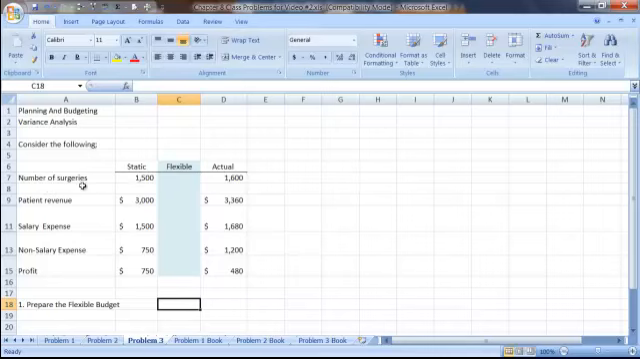So number of surgeries, 1,500. Patient revenue.